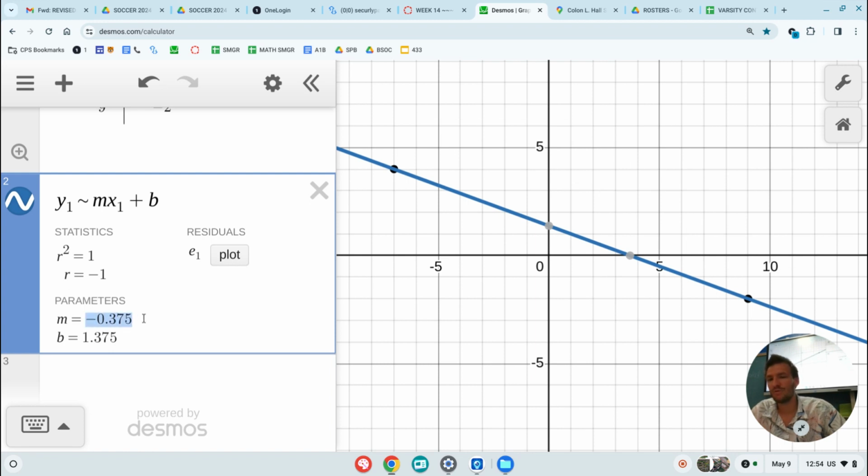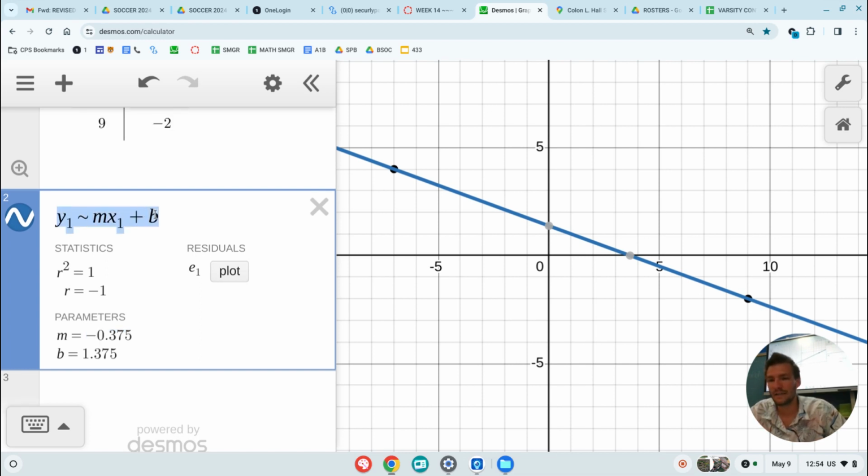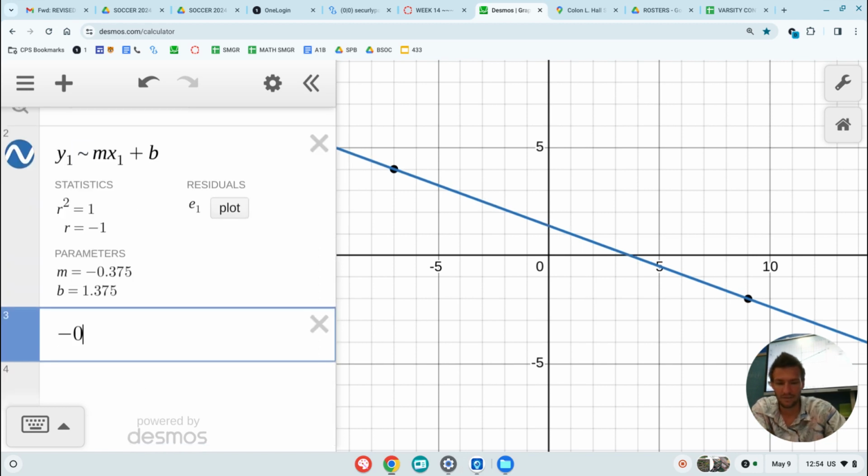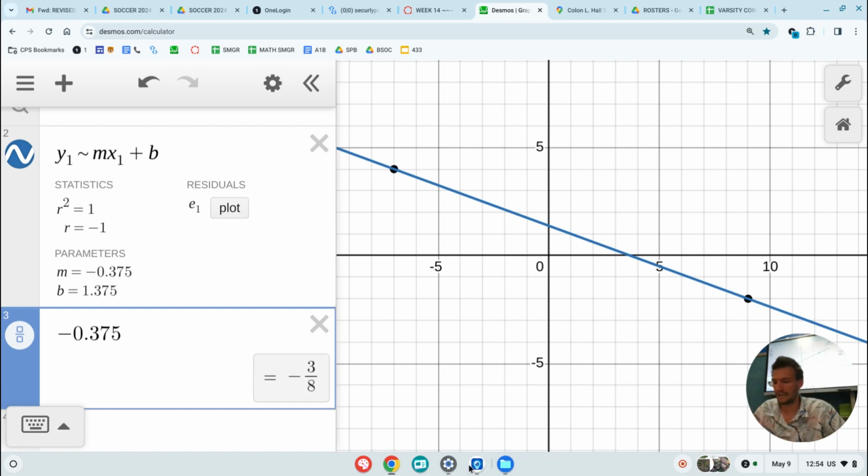And DESMOS is going to tell you what the m is supposed to be, what the b is supposed to be. And so you can just take this, and that's your answer right there. It's the m that goes through the 2 points. Now you're going to have to memorize the linear line, but remember, it's just y equals mx plus b, except you put a 1 after the y and x, and you put a squiggly line instead of the equal sign. No matter what, the answer you get is negative 0.375, fraction -3 over 8.